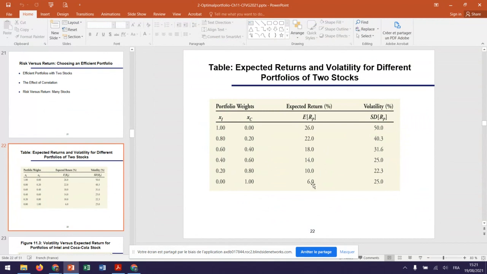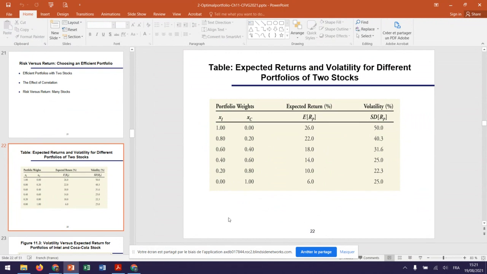So we call portfolio number 6 inefficient. Inefficient means that with the same level of volatility, you can maximize your return and get a higher return. So portfolio 4 is more efficient than portfolio 6, and we call portfolio 6 inefficient.